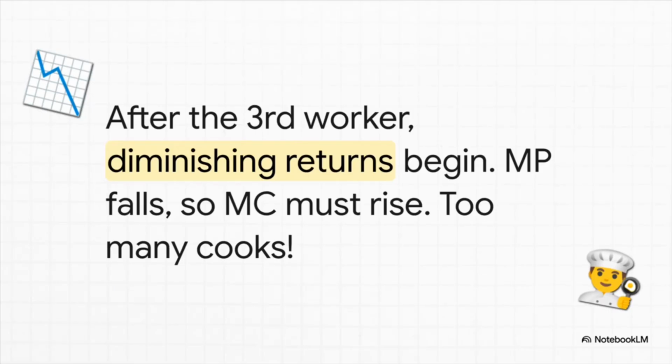But hang on, look what happens after that third worker. The fourth worker, they only add 7 cookies. The fifth adds just 6. Their marginal product is falling. This is the law of diminishing returns in action. It's literally too many cooks in the kitchen. And as that MP falls, our marginal cost has no choice but to start rising again.